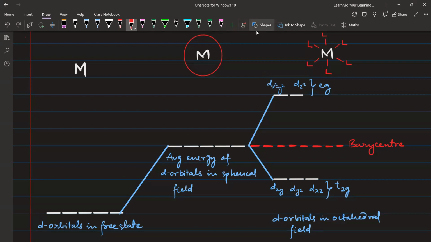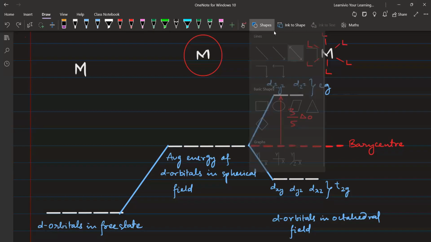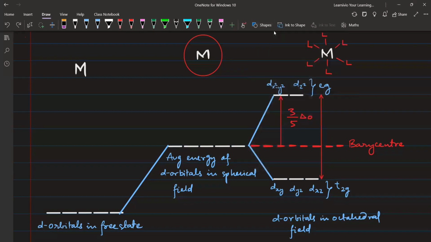Now, the EG orbitals are above the barycenter. कितना ऊपर है? 3/5 del O. अच्छा, what is del O by the way? Del O जो है आपके पास, that is the difference in energy of EG and T2G levels. EG सेट और T2G सेट के बीच का जो डिफरेंस है ना टोटल, दिस इज नोन एज del O. del का मतलब हो गया डिफरेंस. O का क्या मतलब हो गया? O का मतलब हो गया बिकॉज ऑफ ऑक्टाहेड्रल स्प्लिटिंग. एंड द EG लेवल्स आर 3/5 del O above.